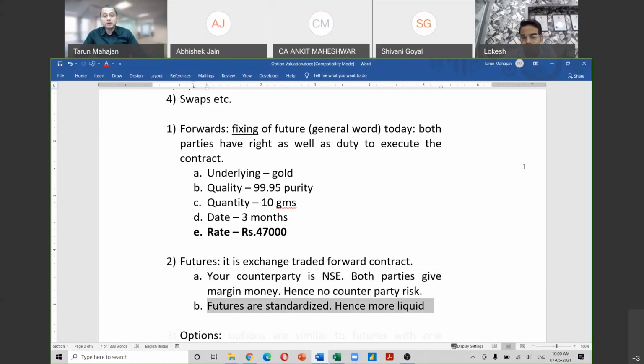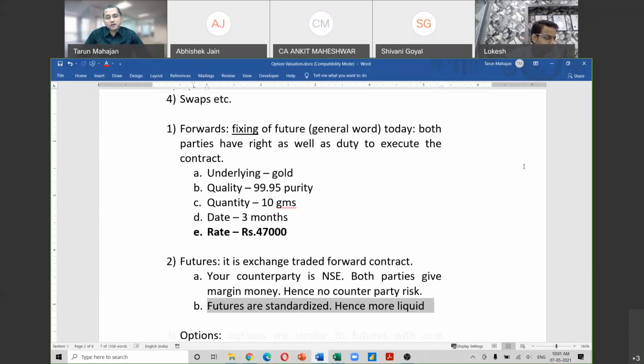Now, forwards may be customized. Instead of 3 months, I can say, let's have 3 months, 8 days. Instead of 10 grams, we can enter into a contract to buy 11.664 grams, that is 1 tola. Instead of 99.5 purity, we can enter into an 18 karat gold contract. So whether it is underlying quality, quantity, or date, we can customize it as per our wishes.